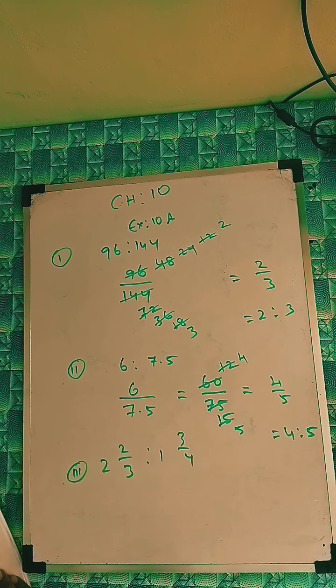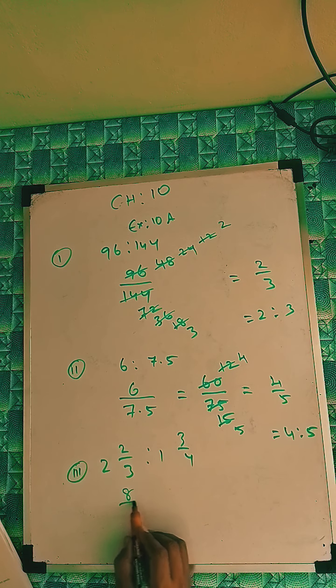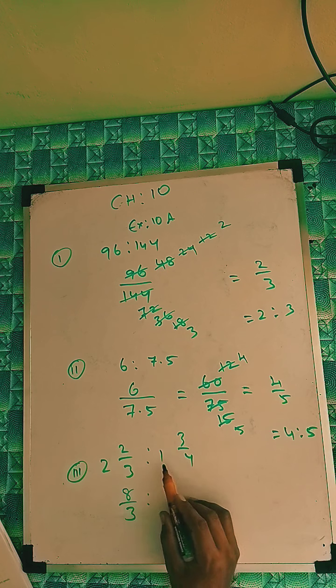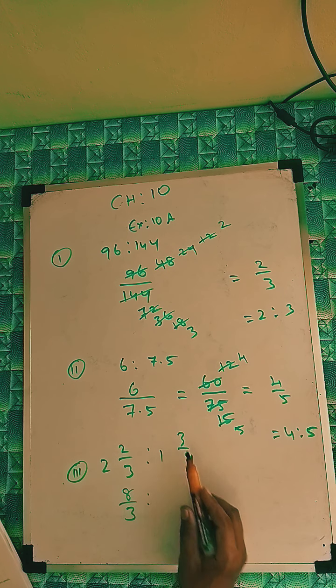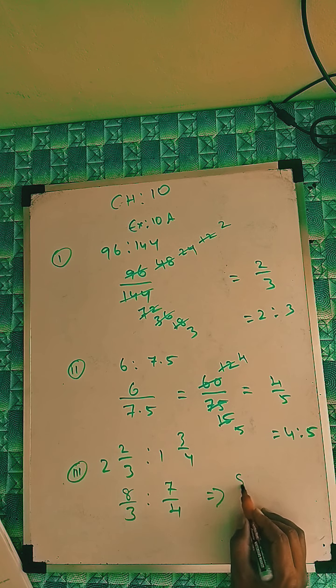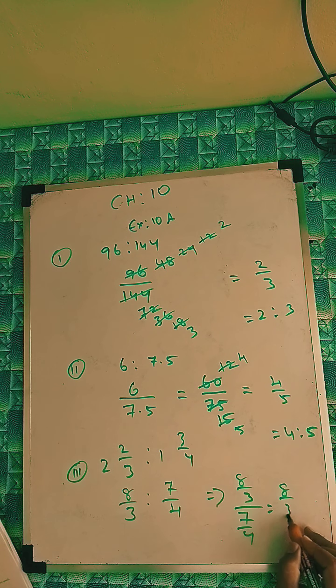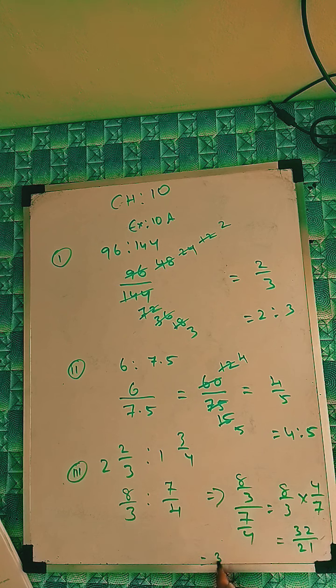And the third one, 2 2 by 3 is to 1 3 by 4. First you will change this one. 3 2s are 6, 7, so 8 by 3. 1 3 by 4 means 4 1s are 4, 4 plus 3, 7 by 4. Now we'll find 8 by 3 by 7 by 4. So 8 by 3 into, take the reciprocal, this is 4 by 7. Is it possible to cut here? 8 4s are 32 by 21. So the ratio is 32 is to 21.